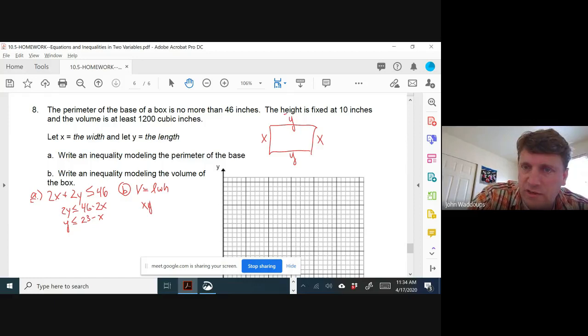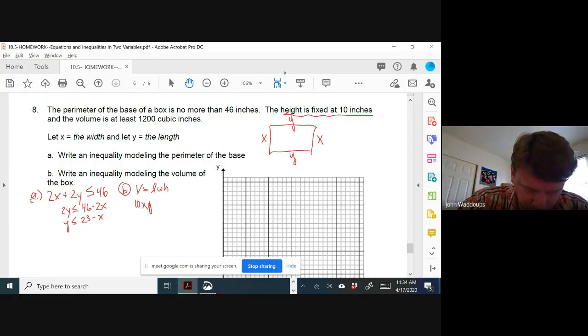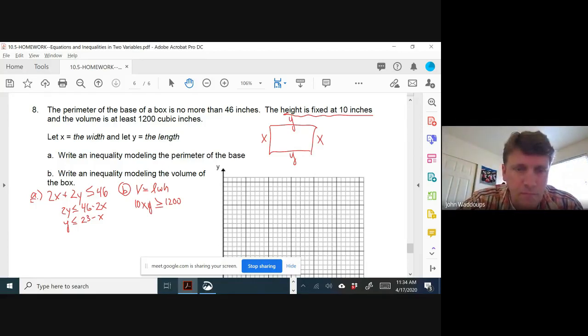I'll go back to the problem. It says the height is fixed at 10 inches. So I'm going to put 10 out here in front. 10 times x times y would be the volume. And to say that the volume is at least 1,200 cubic inches means that it's 1,200 cubic inches or more, because that's what at least means. So the volume has to be greater than or equal to 1,200. And that's our inequality that shows the volume of the box.